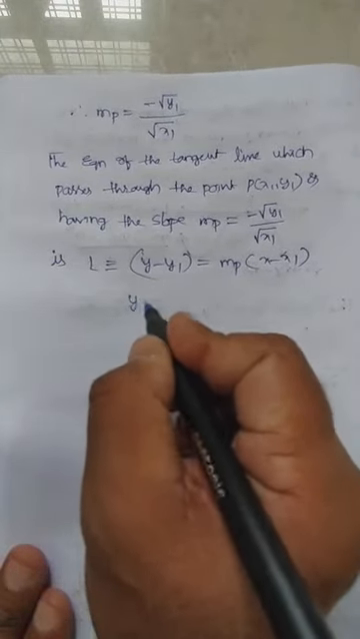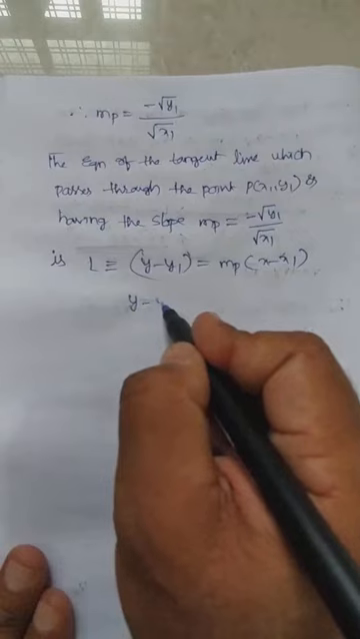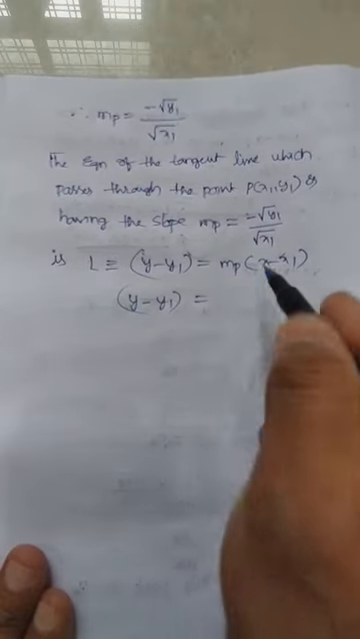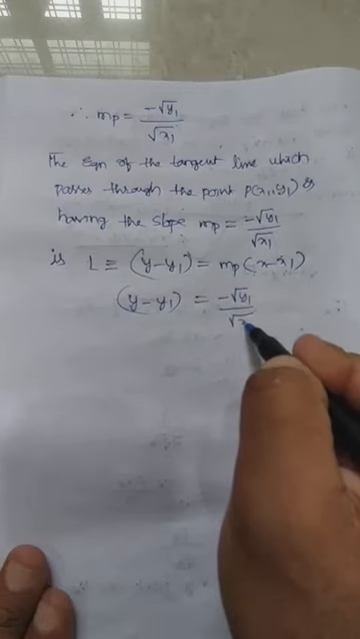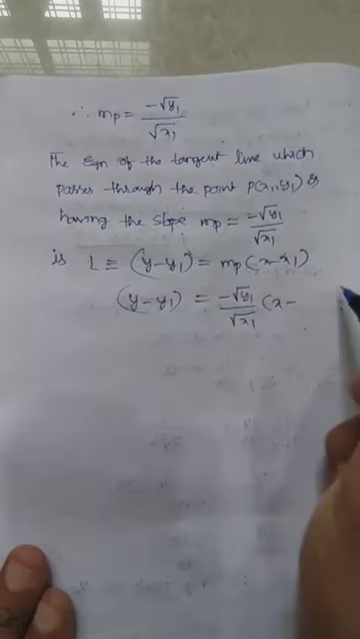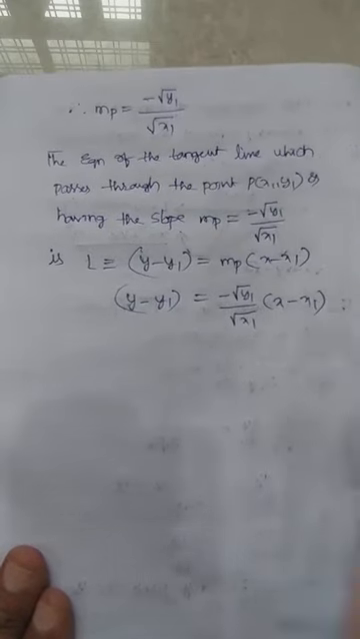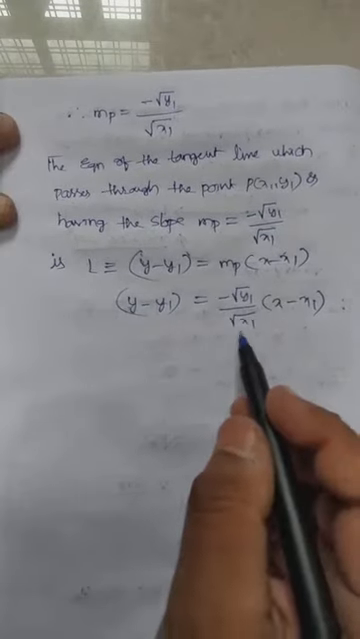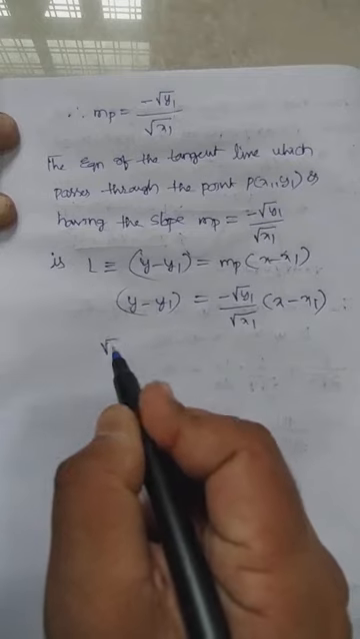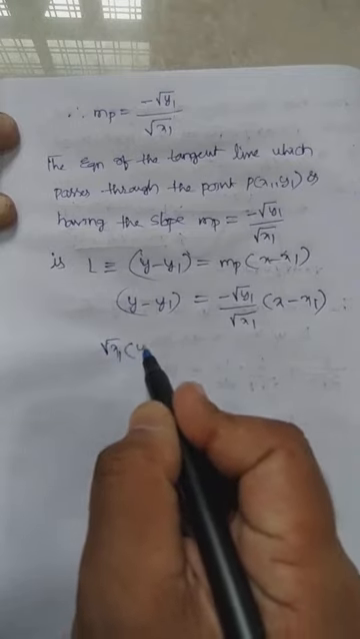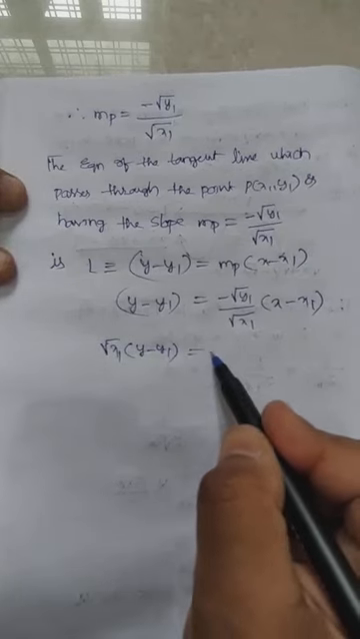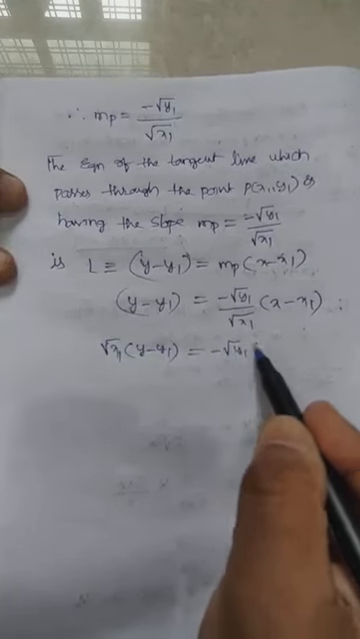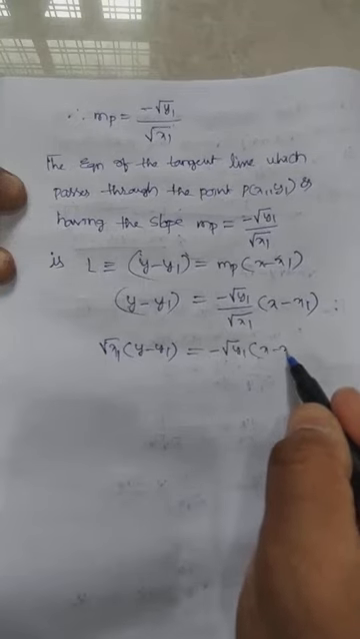Okay, now y minus y1 means it is y minus y1 itself. M at P means minus under root of y1 by under root of x1, into x minus x1. So by cross multiplication, root x1 into y minus y1 is equal to minus root y1 into x minus x1.